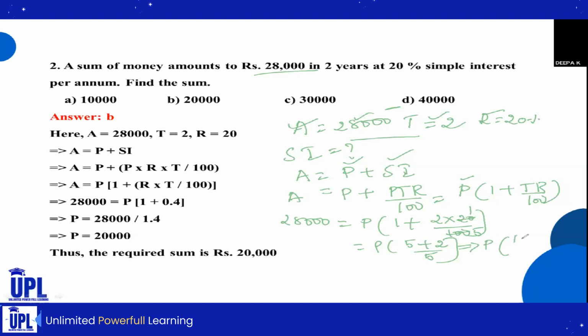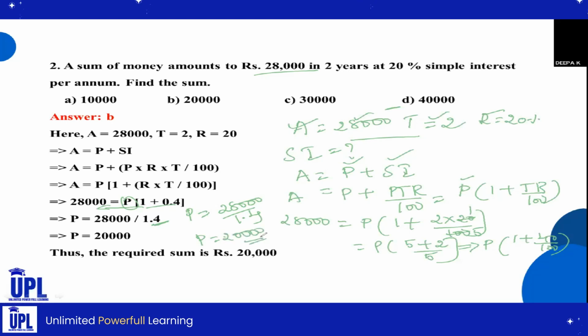1 plus 40 divided by 100, right? What you said is right. 40 divided by 100 is nothing but 0.4, right? So add it to the 1, then it becomes 1 plus 0.4, it is nothing but 1.4. Okay, so here we want to calculate the value of P, right? So I am going to take P is equal to, so what will be there, 1.4. I'm going to take this 1.4 to the left side, then it becomes 28,000 divided by 1.4. So when you simplify this, finally we got the answer, how much? 20,000.